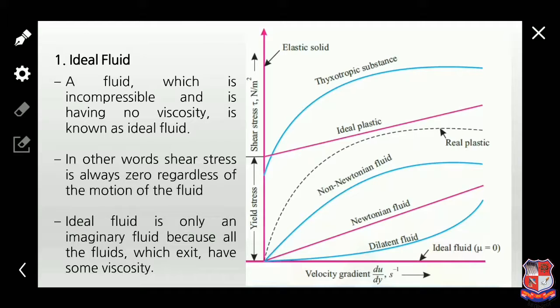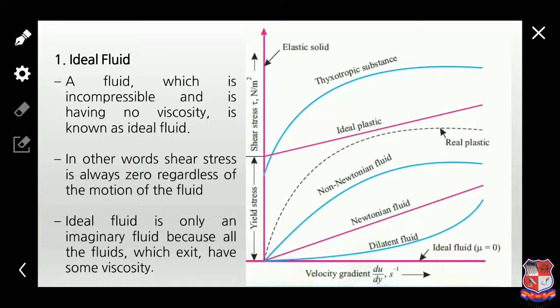First one is the ideal fluid. A fluid which is incompressible and has no viscosity is known as an ideal fluid. So in short, the fluid having shear stress 0, so it does not have viscosity. But in actual, all the fluids have some kind of viscosity. So in real, it is not possible for a fluid to have zero stress or no viscosity. So it is the imaginary fluid. In real it does not exist.